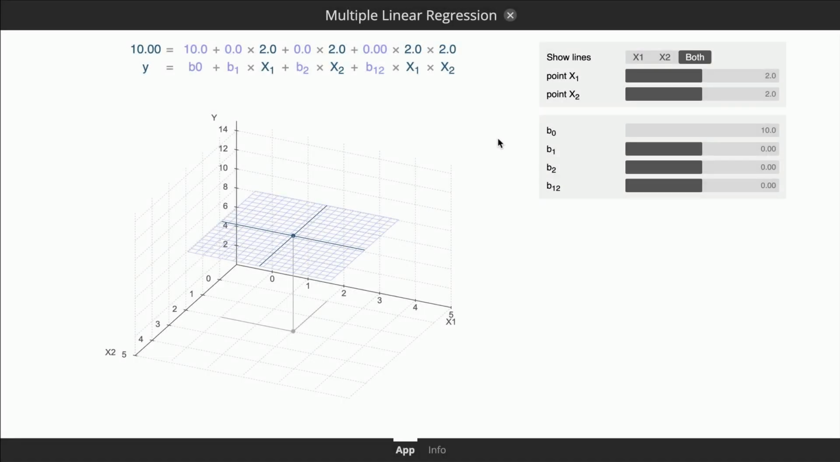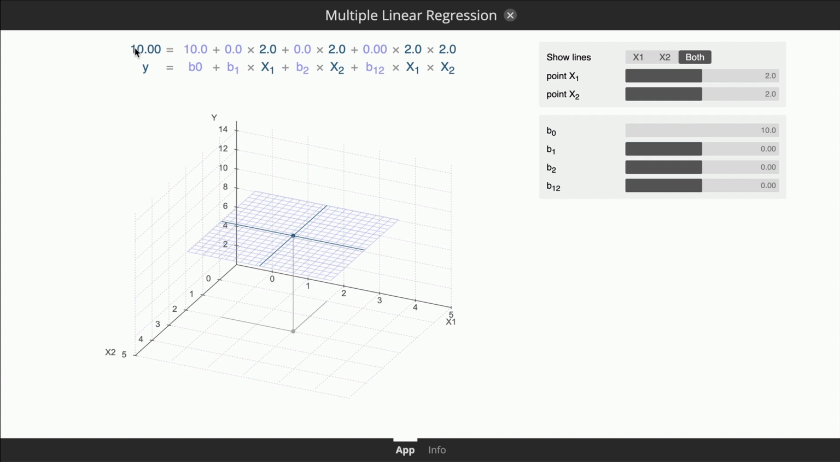This app helps to understand what multiple linear regression is. We use the simplest case where we have two x variables, two predictors, so x1 and x2. You can think, for example, of temperature and time of reaction. And then we also have the response, the value that we want to predict, which can be, for example, a yield of a chemical reaction.